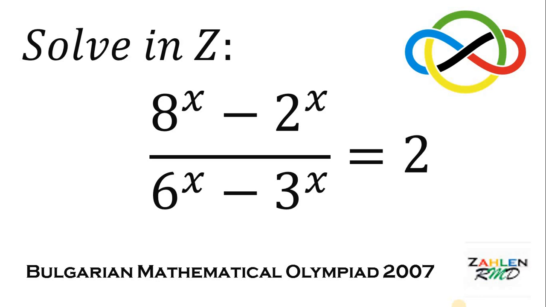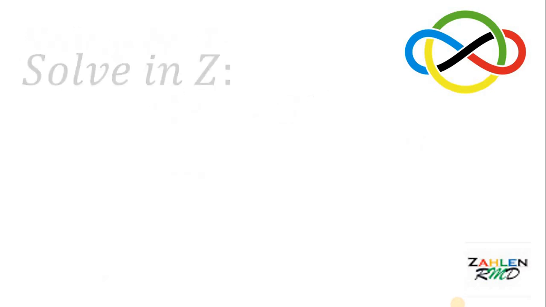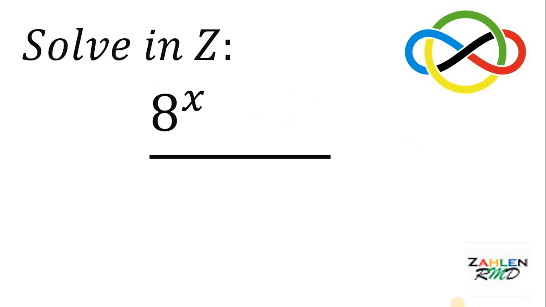Good day everyone. Let's try to answer an item from the Bulgarian Mathematical Olympiad of 2007. And let's start. Here's the question. Solve in Z, wherein Z is the set of integers.